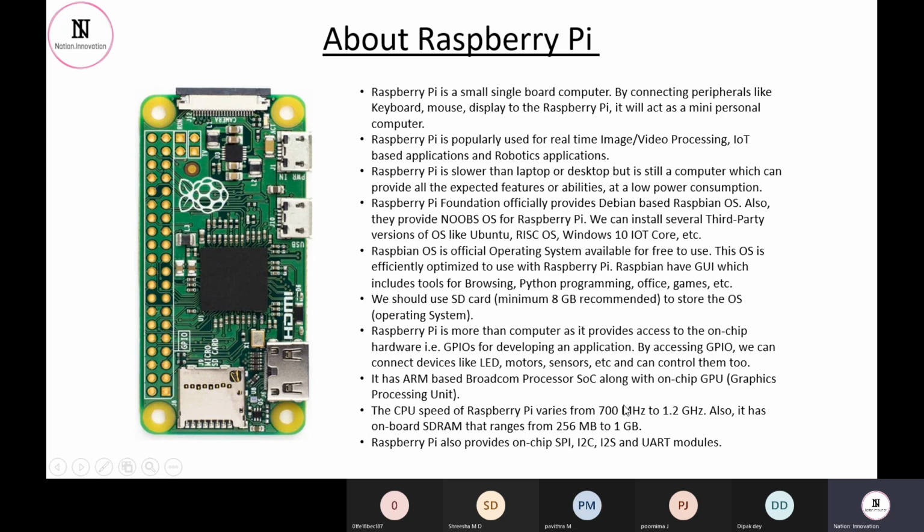Now, this is the normal speed rate which we are going to see. It's from 700 megahertz to 1.2 gigahertz. This is the speed which we are talking about. In the case of Arduino, the maximum which we have seen is 84 megahertz, and here it's starting from 700 megahertz.